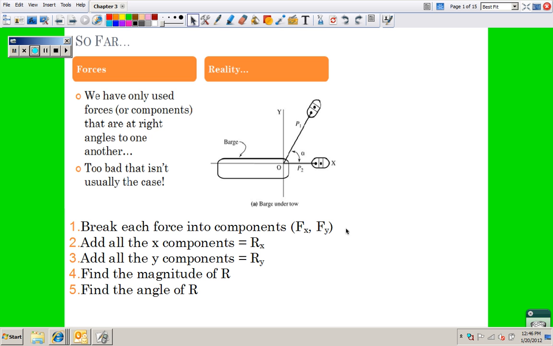You need to break each force into its components, x and y. Well, P2 is only going to have an x component. All right, P1 will have an x and a y component. Then you want to add all the components, x components up. Then you'll add all the y components up. You can find the magnitude of R just like you have before and find the angle of R. All right, so that's kind of where we're going.